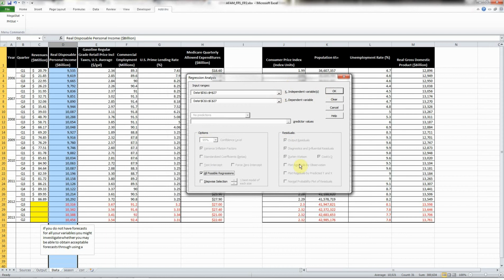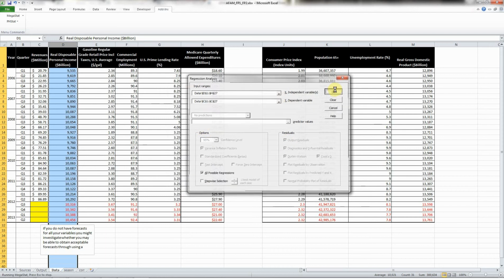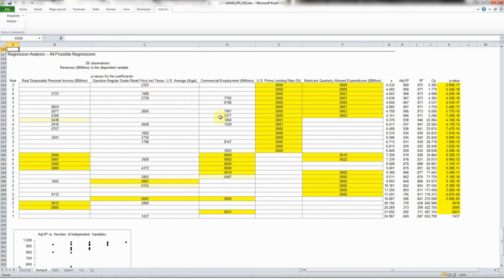And you notice that everything blanks out because it provides a report of all the different combinations of things. So what we have here is a table that shows all the different combinations of driver variables. And at the very top, Megastat tries to order it by what it thinks is the best in terms of what has the smallest standard error, the highest adjusted R squared, and maybe the lowest p-value.